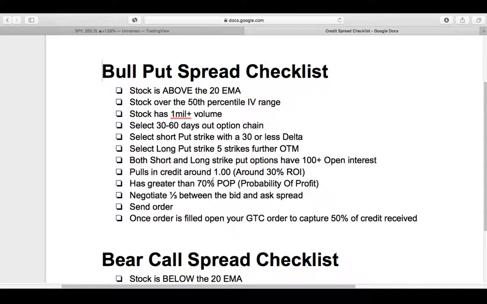Has a greater than 70% pop. Negotiate 1/3 bid and ask spread. Send order. Once order is filled, set your good till canceled order. So guys, it's all the details that you need to be successful.